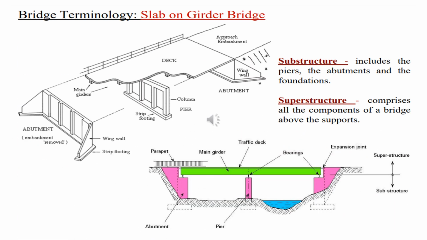In this figure, we can see the different bridge terminology, slab on girder bridge, and also as shown in the figure, we can easily see the difference between substructure and superstructure. Substructure includes the piers, the abutments, and the foundations, while superstructure comprises all the components of a bridge above the supports.